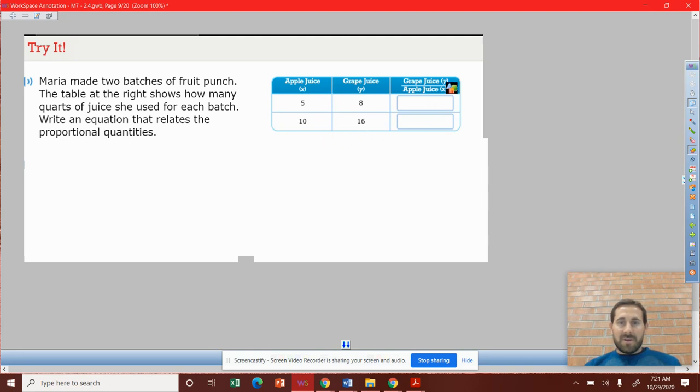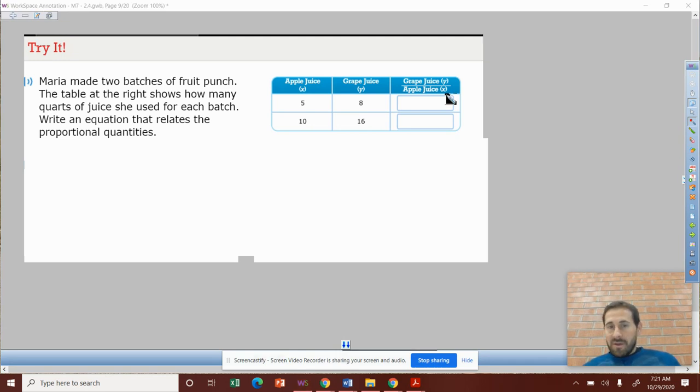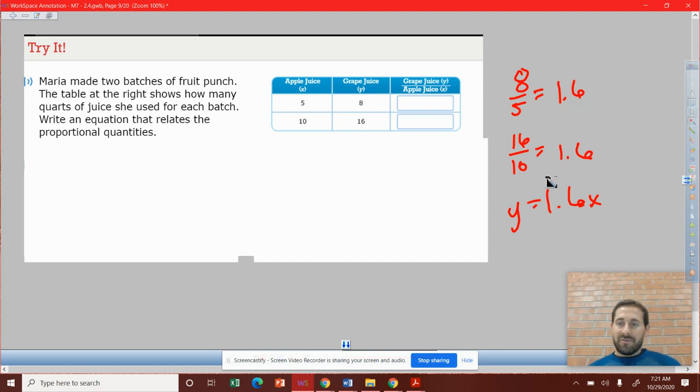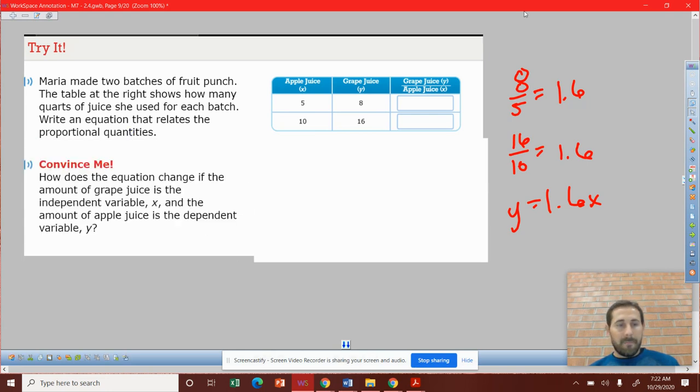You can see the table, but they want us to do grape juice to apple juice. So if we're doing that, we'll be comparing 8 to 5, and then the other one is 16 to 10. If you actually divide these out, you get 1.6, and here you get 1.6. So I can write an equation, y equals 1.6x. So any amount of apple juice I want to put in here, we multiply it by 1.6, and we get the amount of grape juice.